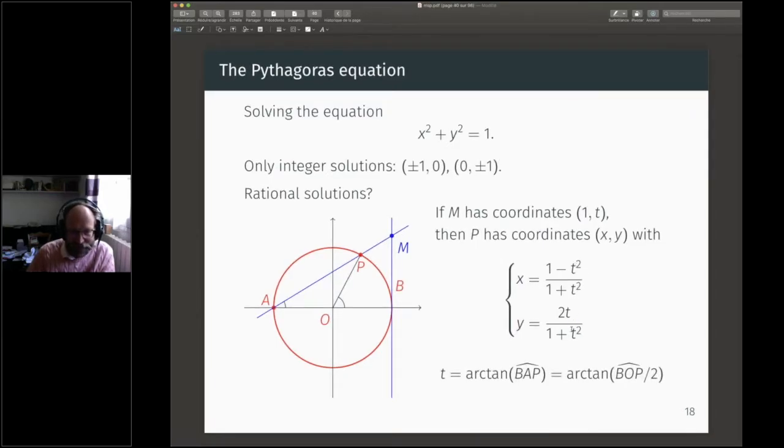In fact, this formula is geometrically classic, because if the height is T, then T will be the tangent of the small angle BIP, and 2t will be the angle BOP. And those formulas are exactly the formulas that compute the cosine of an angle in terms of the tangent of half the angle, and the sine of an angle in terms of the tangent of the half angle.